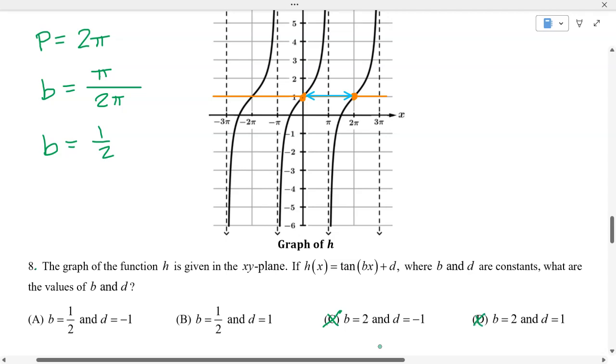The d value is the vertical translation. So look where the points of inflection are. This will tell you what the d value is, because when there is no vertical translation, the points of inflection are on the x-axis. The fact that these points of inflection are on the line y equals 1 means that we have a vertical translation by positive 1. So that tells us that the d value is 1. So the answer is B.